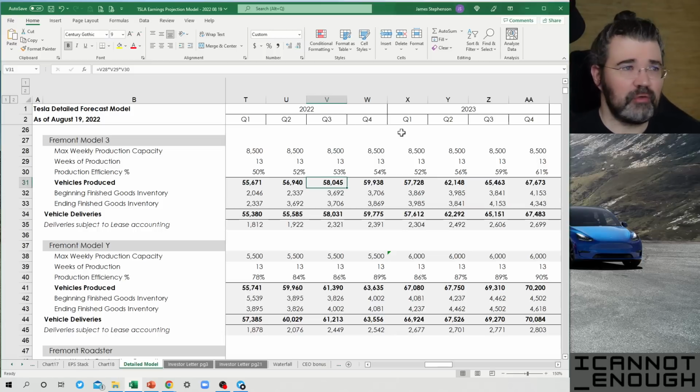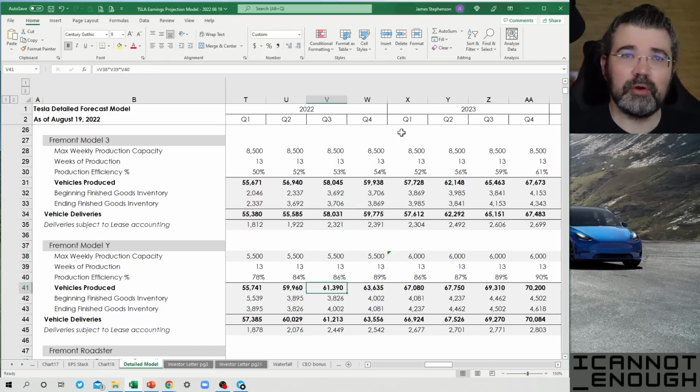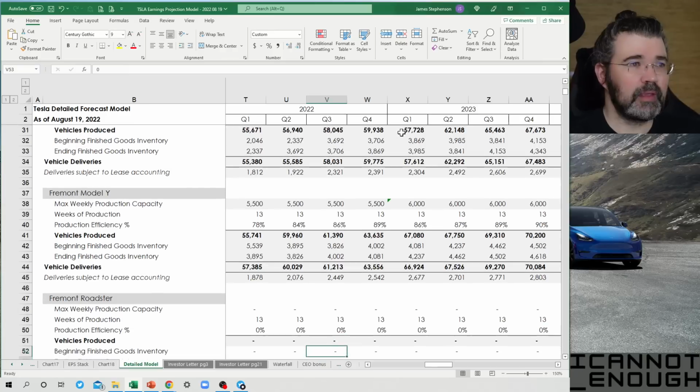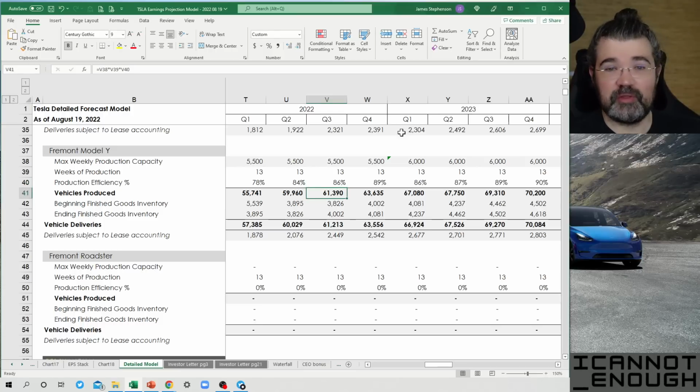So there's vehicles produced, beginning and ending inventory, and deliveries. Pretty flat there. So I expect this quarter Tesla to produce and deliver a little less than 60,000 Model 3s from Fremont. Then for Model Y, we've got production capacity of 5,500 at a much higher production efficiency, yielding a little over 60,000 for production and deliveries.